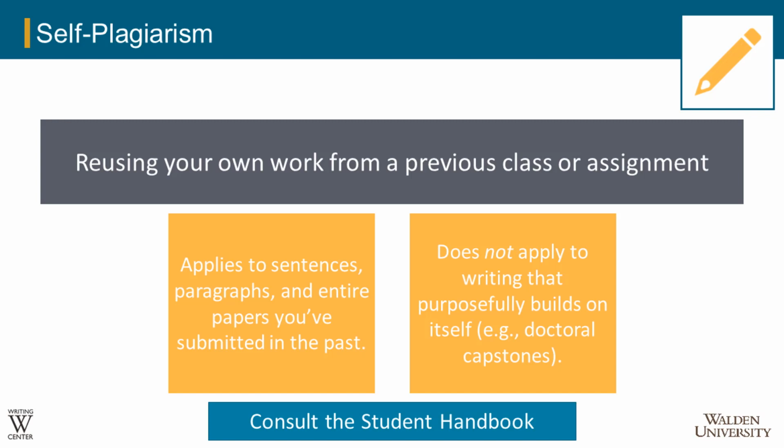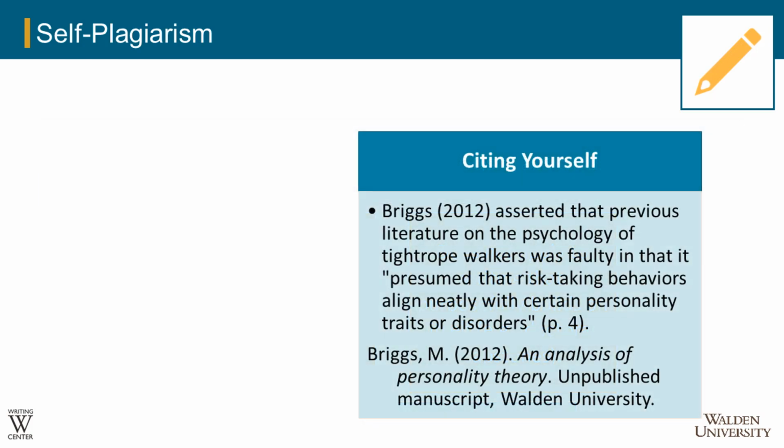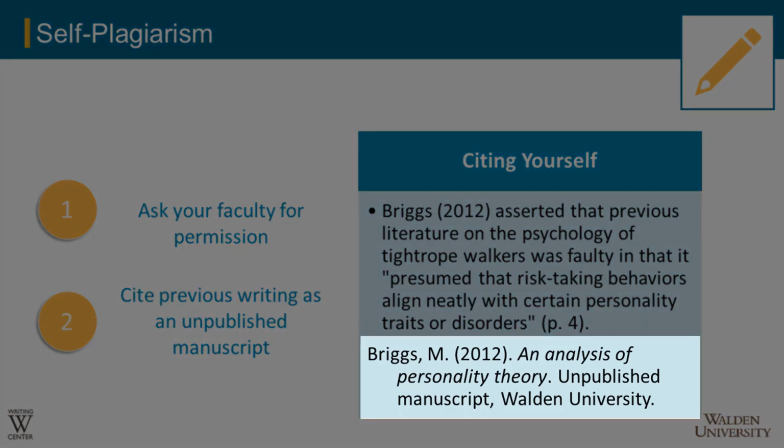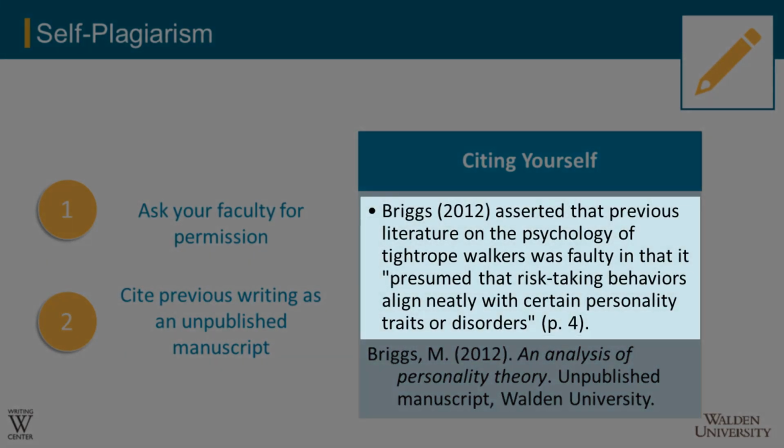You can also find out more information about self-plagiarism in Walden University's Student Handbook under Students' Misuse of Their Own Scholarly Work. If you do want to use past writing in your current assignment, you should follow this process. First, ask your faculty for permission, making sure that using past portions of your own writing is appropriate for this assignment and in this course. Second, cite your previous writing as an unpublished manuscript. This means you will be listed as the author in the reference list with the title of your paper in italics, followed by the words Unpublished Manuscript, Walden University. Within the body of your paper, you'll cite yourself with in-text citations.